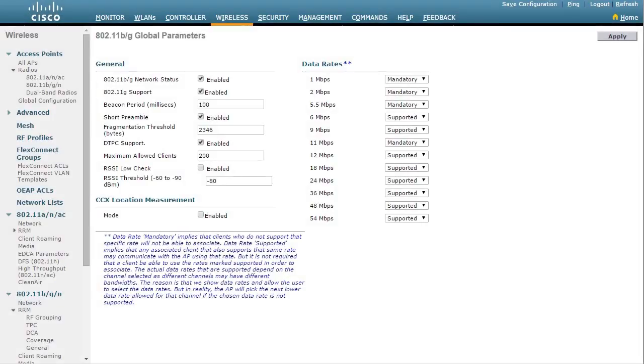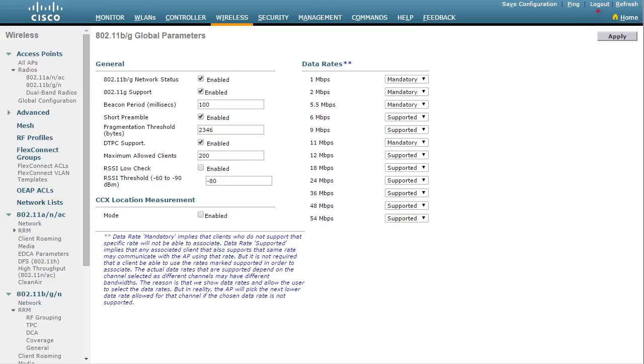Hey gang, we're looking at an 802.11 BG global parameter configuration here in a Cisco wireless LAN controller. The reason why is because I want to ask you some questions about what we're seeing and what are some of the effects that making changes in this configuration might have.